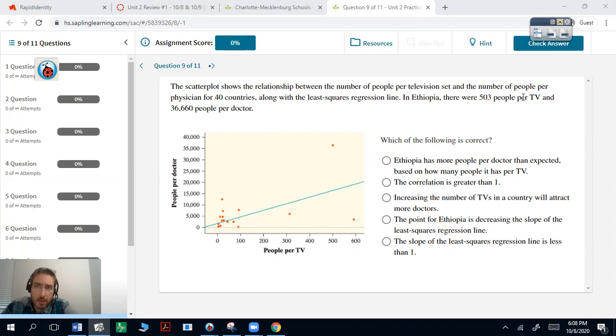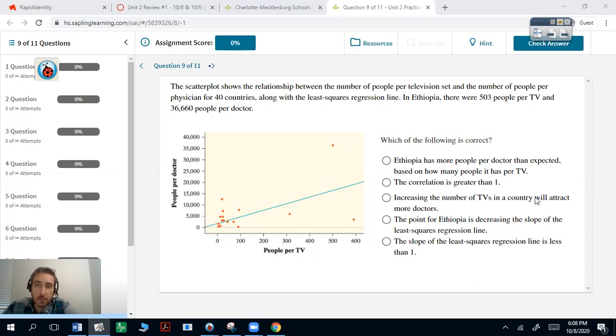Ethiopia, there were 503 people per TV. That's way over here. And 36,600 people per doctor. Ethiopia has more people per doctor than expected based on how many people it has per TV. Well, this is definitely an outlier. So it's a point that's pulling that up here. The correlation is greater than 1. That can't be true. Correlation is always going to be 1 at the most.